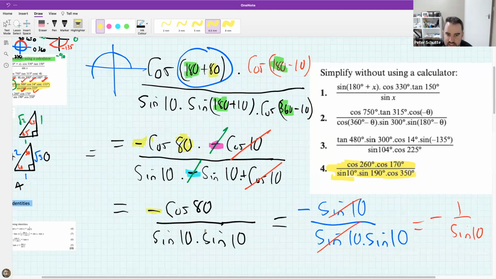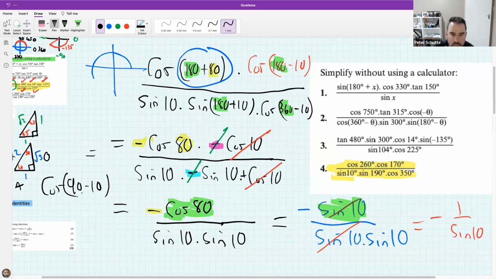Cos of 80 was already there. Now, you can change the cos of 80 to the sine of 10. That is reduced. I have skipped a step there in terms of writing it like cos of 90 minus 10, but that's the process you're going to follow. The negative is still out in front. Now you cancel one of the sets of sine 10, and you're just left with the same minus, and the sine of 10 on the bottom here is still here.